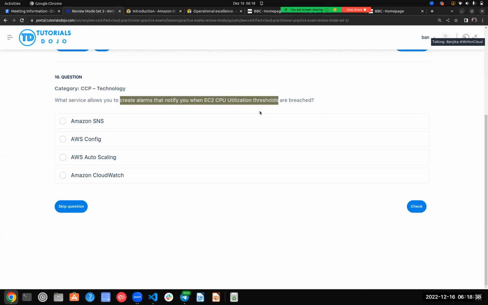So, create alarms that notify you when EC2 CPU utilization thresholds are breached. The keyword there is thresholds are breached. Which service has something like that? Okay, maybe not. You want to try that, Silas? It's CloudWatch. Okay. Any different view or support?